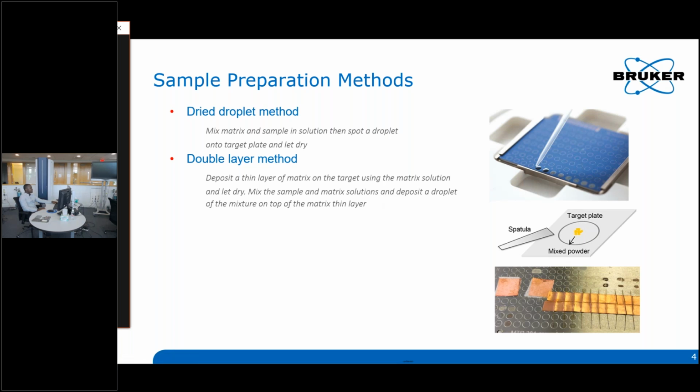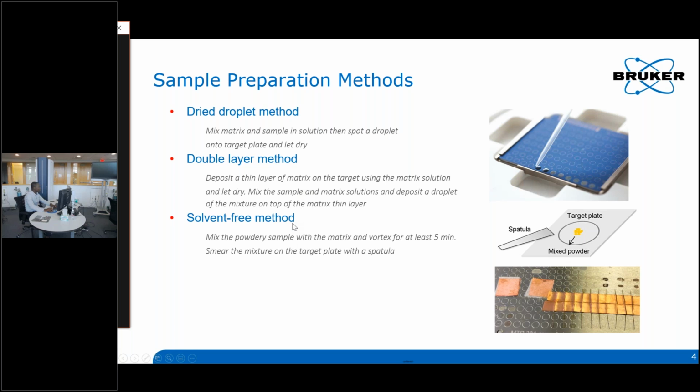And this is usually preferable for cases where you want to minimize the interaction of your sample and the target plate. Sometimes, depending on what sample you're dealing with, one of these will give you better results than the other. So if you're not getting pretty good results, you switch and try the other one and see what you get.